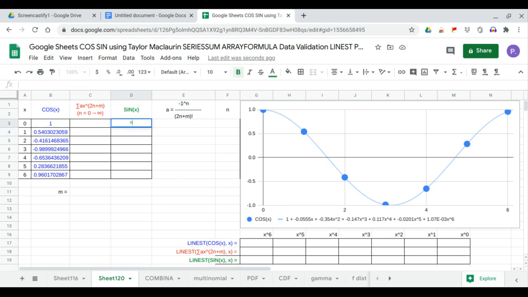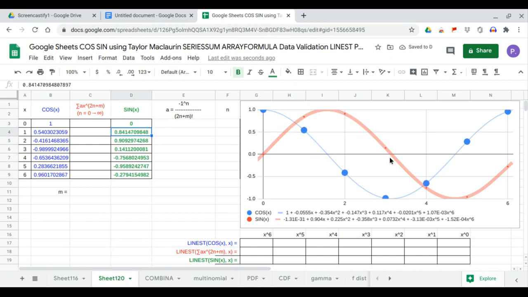Next, we generate the sine. Array formula, sine of the x values from 0 to 6. And here you have the sine function, where you have the trendline equation of sine polynomial to the degree 6.